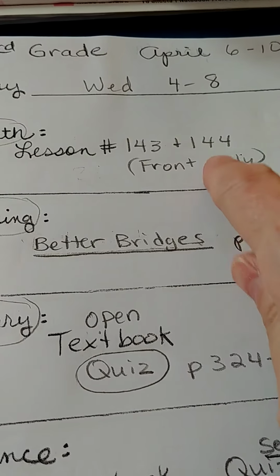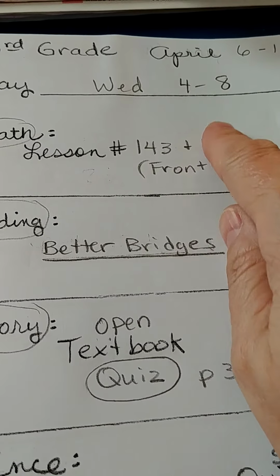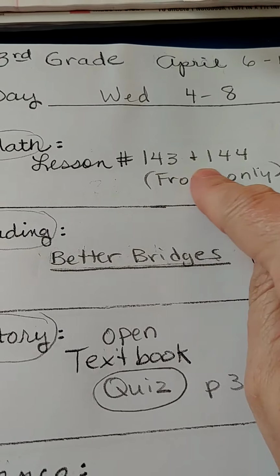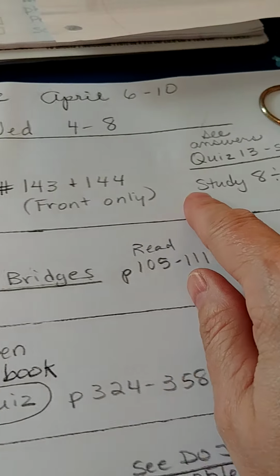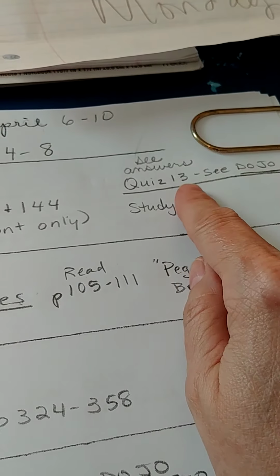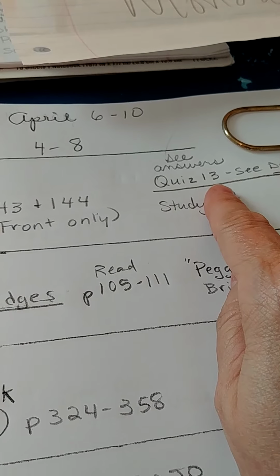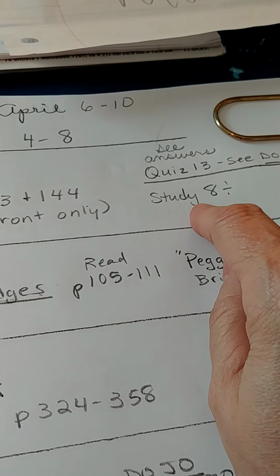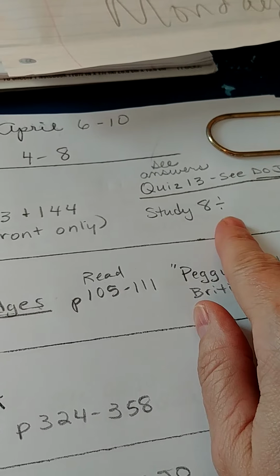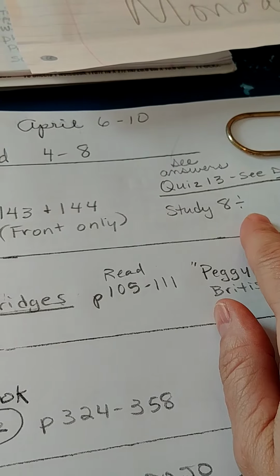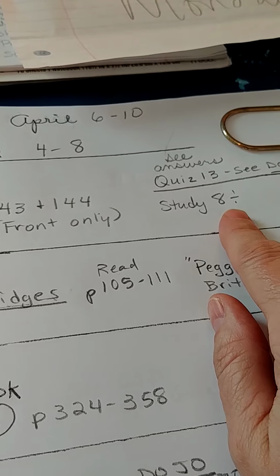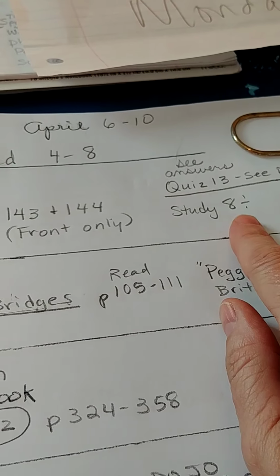I'm going over a math lesson with you for Wednesday, and it'll be lesson 143 and 144. And also, if you'll look on Dojo, you can see the answers to quiz 13, and you can check your answers and see how well you did. Study your 8 division tables. If you'll look at your 8 multiplication tables, it'll help you with your 8 division tables.